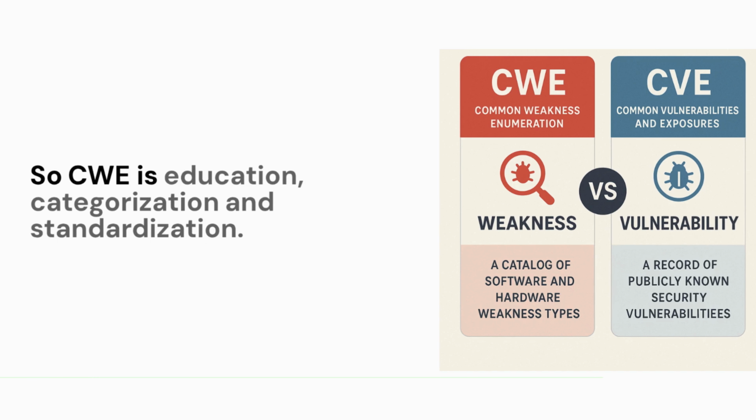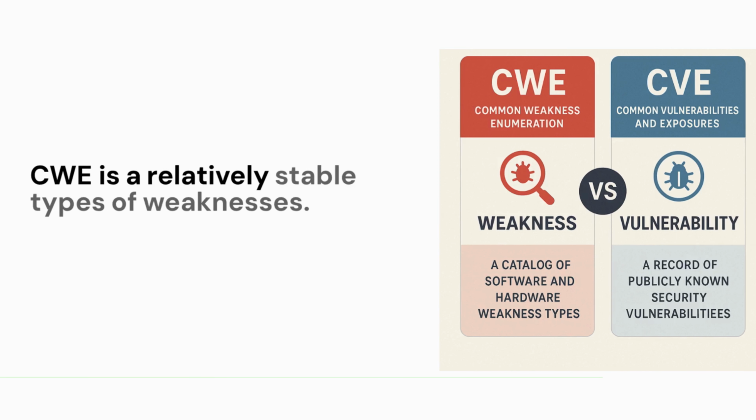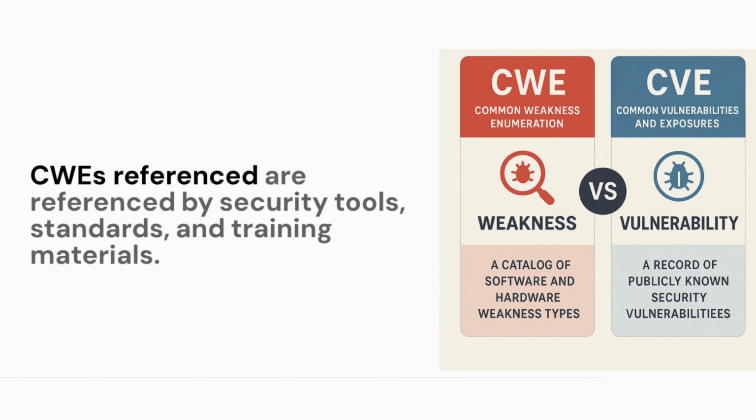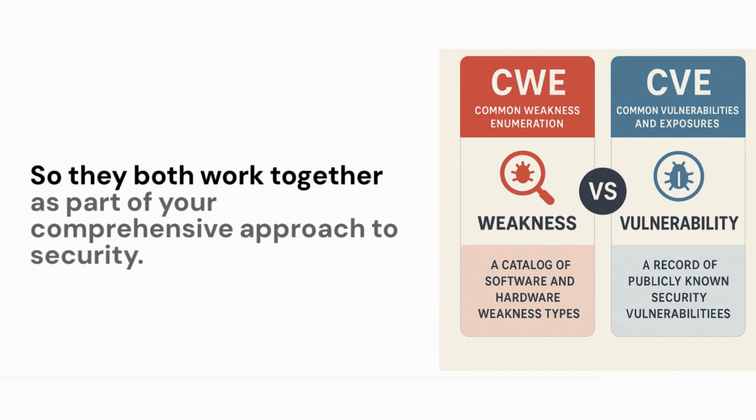So CWE is education, categorization, and standardization. CVE is tracking, patching, and vulnerability management. CWEs are relatively stable types of weaknesses. CVEs are new entries published constantly as vulnerabilities are discovered. CWEs are referenced by security tools, standards, and training materials. CVEs are referenced in patches, security advisories, and vulnerability scanners. So they both work together as part of your comprehensive approach to security.